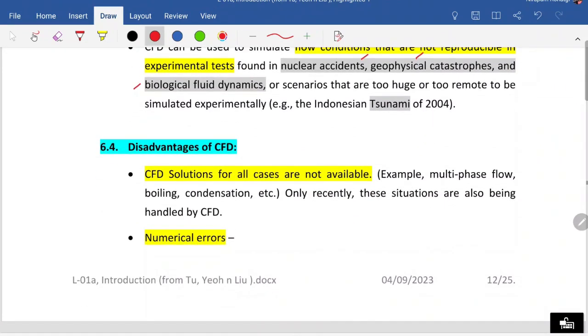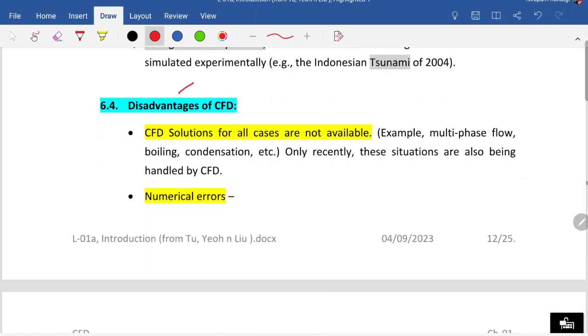But then there are disadvantages of CFD also. And that is very important, because what happens is, for the ease of it, we tend to use CFD as much as we can, and we think that we have solved the problem wonderfully. But there are limitations and disadvantages. What are they?